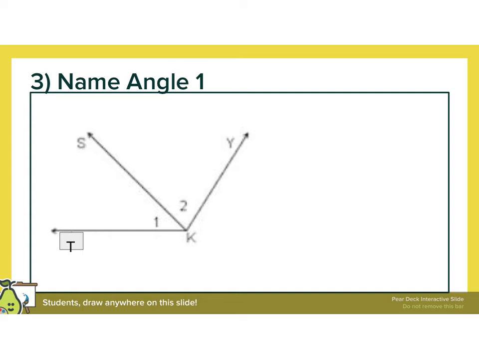For this one, we need to name angle 1 on this side, okay? This is the vertex. This could be the first one. This would be the second one. This would be the third point. So it can be angle TKS, or the other order is angle SKT.